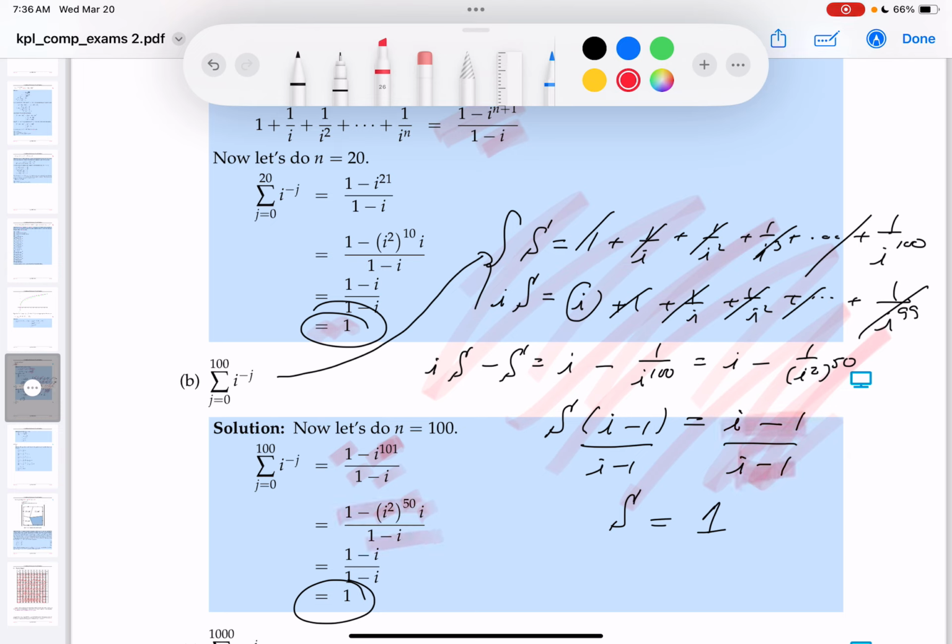Now, someone says, oh, you got something different. You wrote down 1 minus i, 1 minus i. I'm seeing that over there. But it depends how you subtract these. If you do S minus iS or iS minus S, they're certainly going to be different, but they're going to result in the same quotient, which is going to be 1.